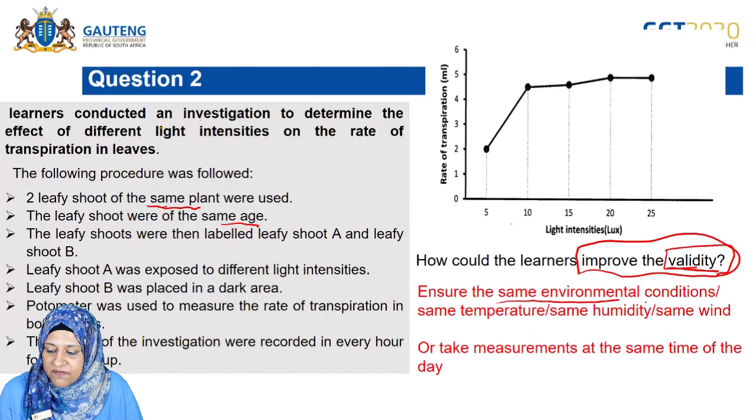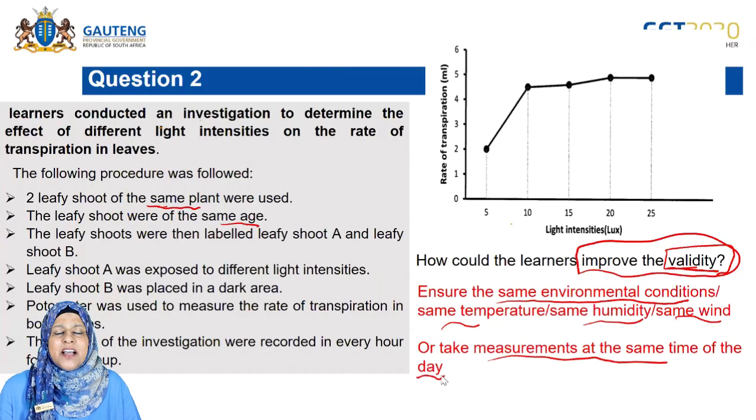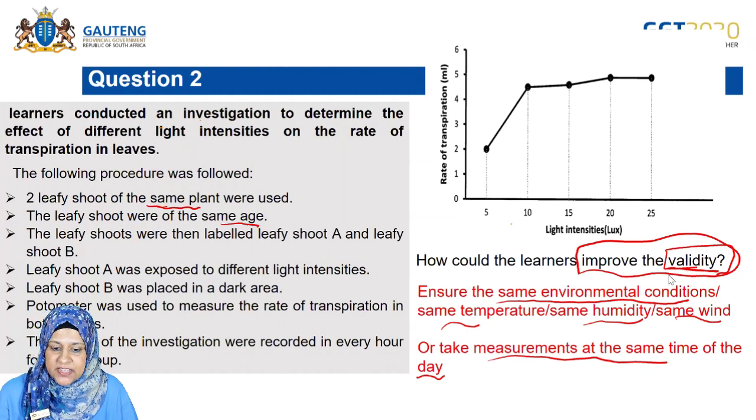The same environmental conditions should be used. The same humidity, same wind factors, same temperatures, right? They must take the measurements at the same time of the day. They can't take measurements one in the night, one in the day, one in sunlight, one not in sunlight. Okay, so this is how they can improve validity. So I hope you understand validity speaks to experimental design, and you must know the difference between ensuring validity and improving validity.